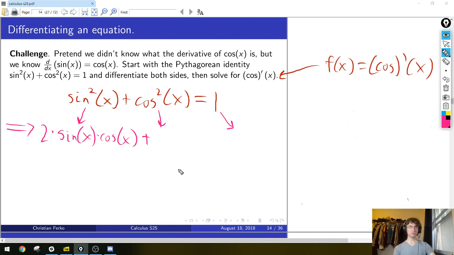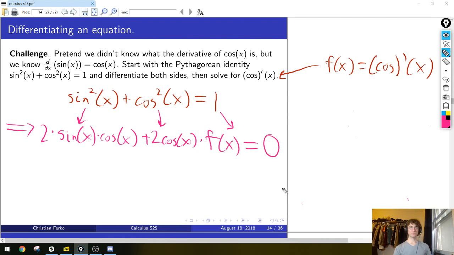Is this going to be... Oh, let me think. 2 cosine x times cosine prime of x? Yeah, which we're calling f, so good. So 2 cosine of x times f of x. Good. Now the derivative of the right side of the equation. I believe that 1 is a constant and therefore its derivative is 0.